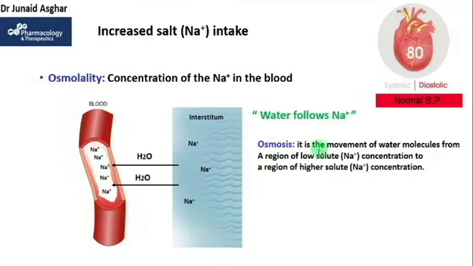And this could be explained on the basis of the definition of osmosis, which says it is the movement of water molecules from a region of low solute or sodium concentration, which is in the interstitium, to a region of higher solute or sodium concentration, which is the condition in the blood. So, movement of water molecules from a region of low sodium concentration to a region of higher solute concentration or sodium concentration is osmosis.